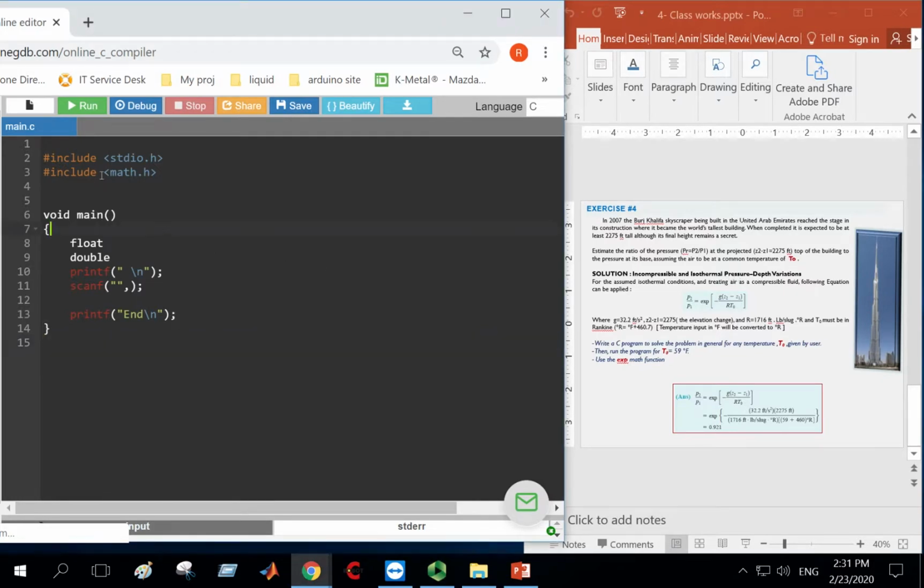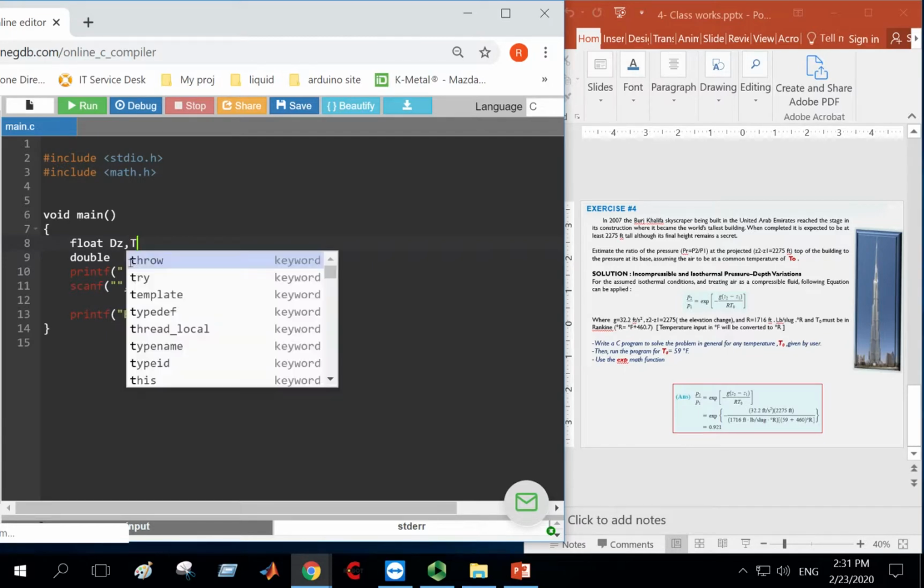So let me start again. Hash include stdio.h, hash include math.h. How many variables do we have? Let me declare the difference in height as dz, or z2 minus z1, anything. So dz is the actual value of z2 minus z1, and we need the value of g also. We can declare it as a global constant, so I will do it before the main later.